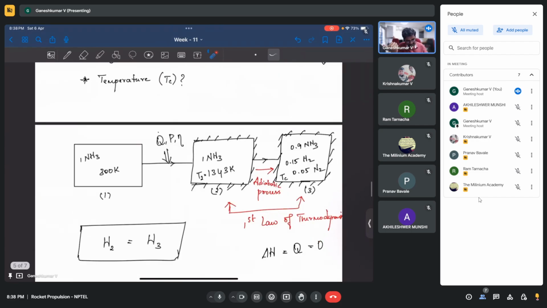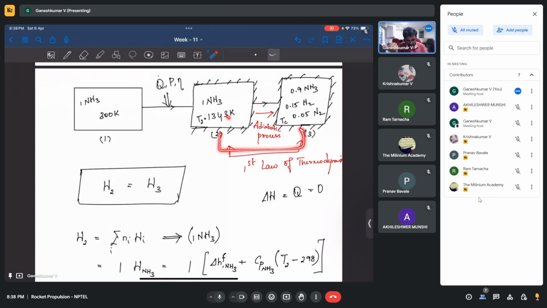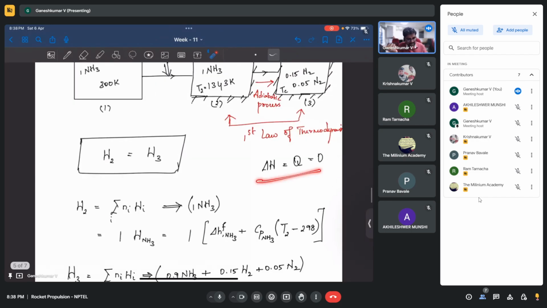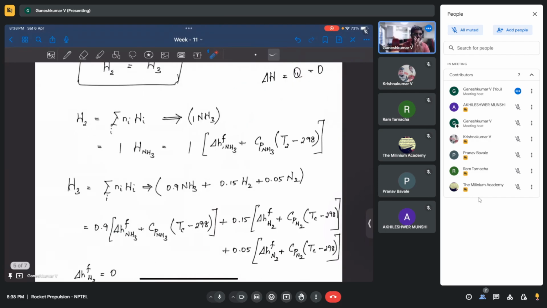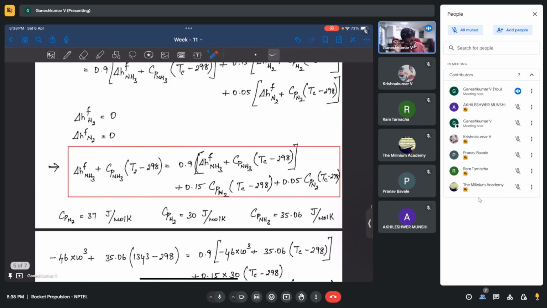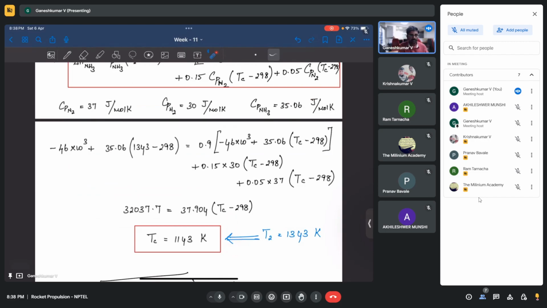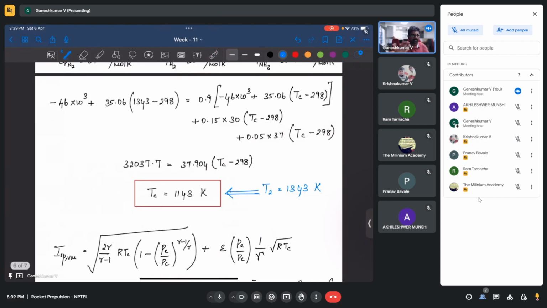To find the temperature, we applied the first law of thermodynamics from state 2 to state 3, which is nothing but delta H equal to 0, or H2 equal to H3. We equated the total enthalpy before dissociation and after dissociation, and then we came to know that temperature has reduced. The temperature reduction is happening because some amount of sensible enthalpy has been lost due to dissociation, and the amount lost is what we found in the previous question. In this question we found out the temperature change.